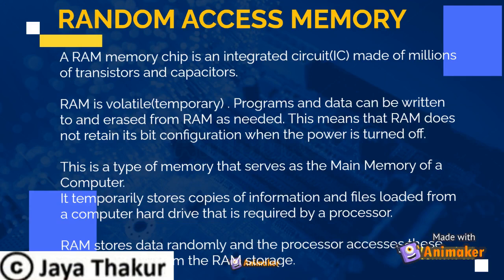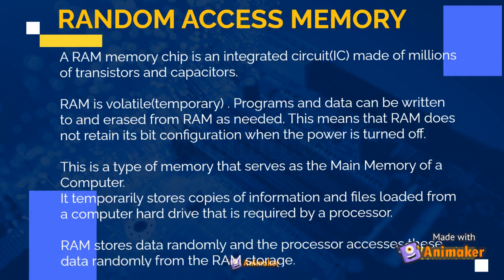Now let's talk about random access memory. A RAM memory chip is an integrated circuit, IC, made of millions of transistors and capacitors. RAM is volatile or temporary memory. Programs and data can be written and erased from RAM as needed. This means that RAM does not retain its bit configuration when the power is turned off.